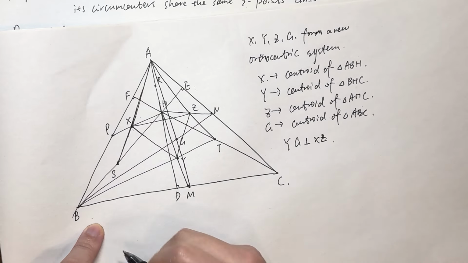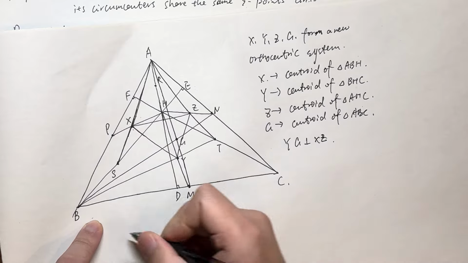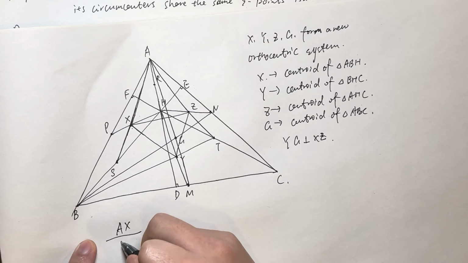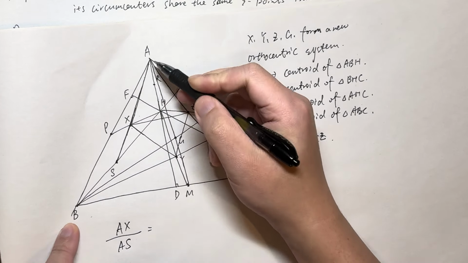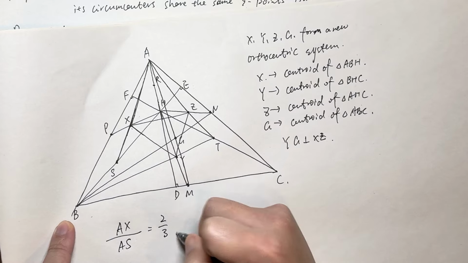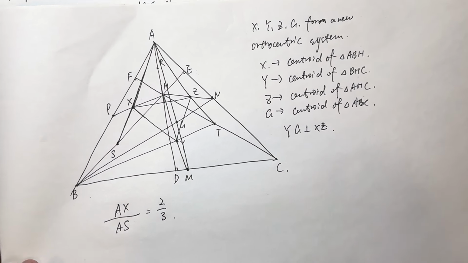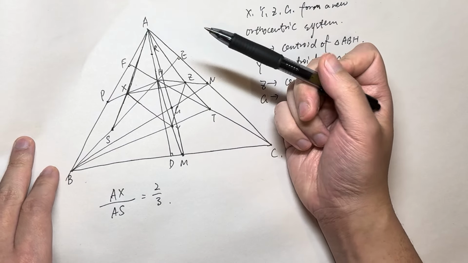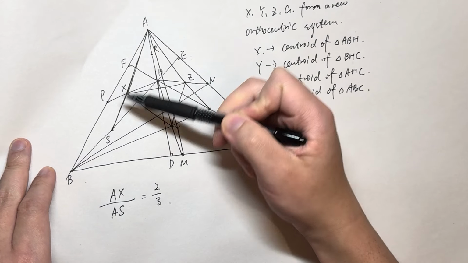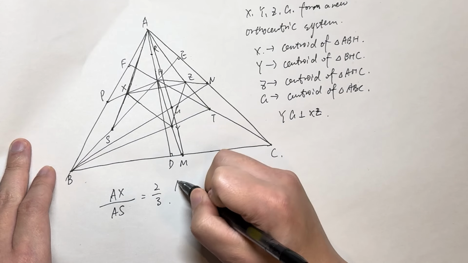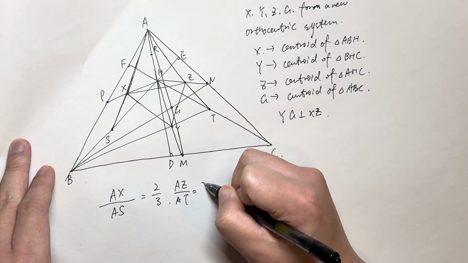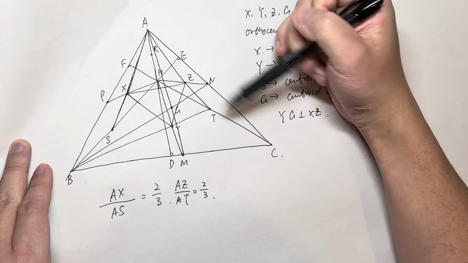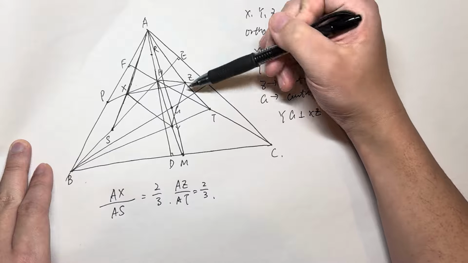Okay. The first thing we can look at is AX to AS, right? AX to AS, that's 2 to 3. That's a property of the centroid, right? So we know that AX to AS equals 2 to 3, and we know that AZ to AT equals 2 to 3, right? Z is a centroid of triangle AHC, so AZ to AT equals 2 to 3.